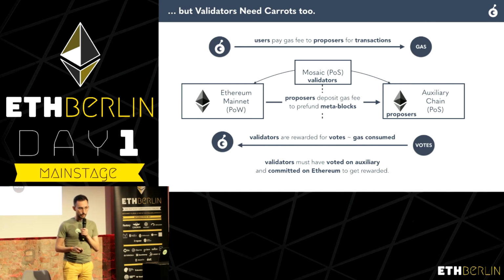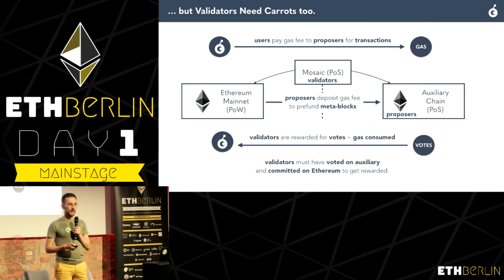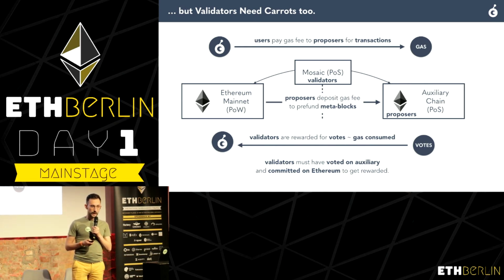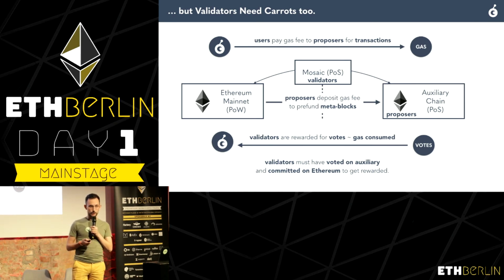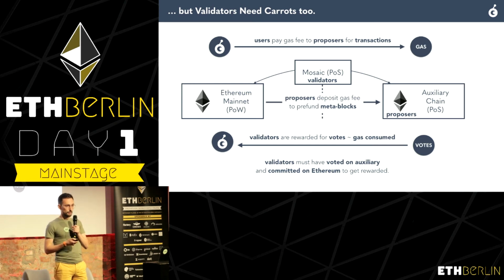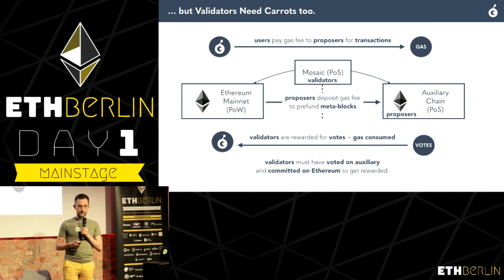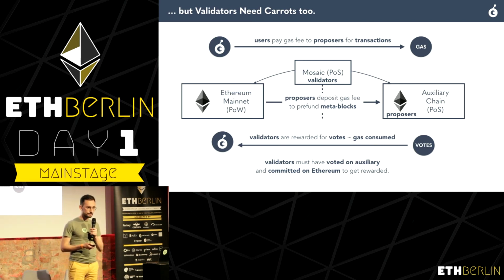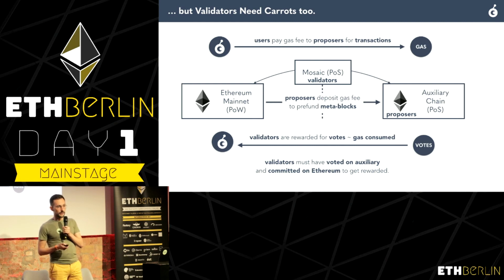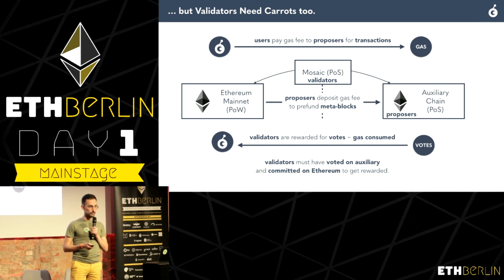But if we have sticks to punish the validators, we also need carrots. And so we want to build on the existing systems that we know work. And so the gas market works. So users pay for the transactions they execute to what we call the proposers of the auxiliary chain. They're the normal validators of that chain. They don't need to know about much else. They produce the blocks, and they receive the normal gas price from the users.